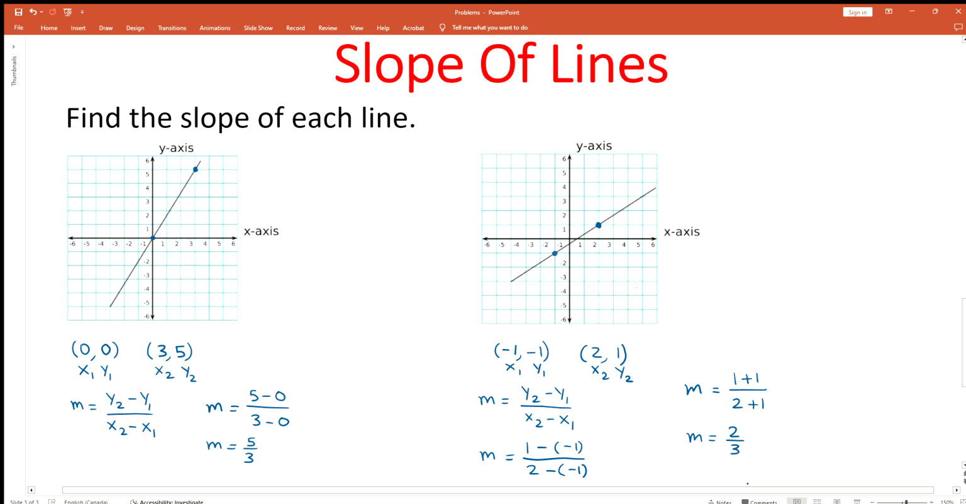So these are the steps you have to keep in mind to find slope of line from graph using slope formula.